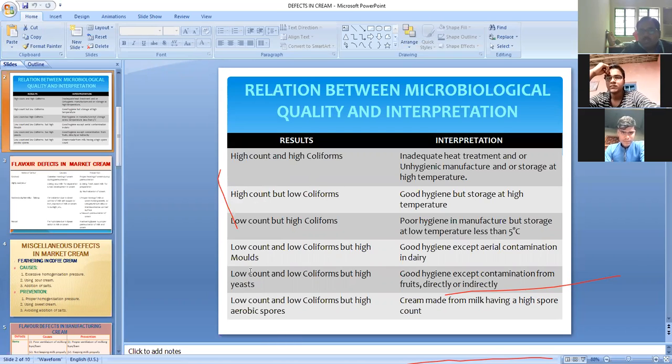Similarly, suppose low count and low coliform count but high yeast. What does it mean? Our manufacturing practice is good and we are also maintaining hygiene, except contamination from fruits directly or indirectly. Similarly, low count or low coliform but high aerobic spores.